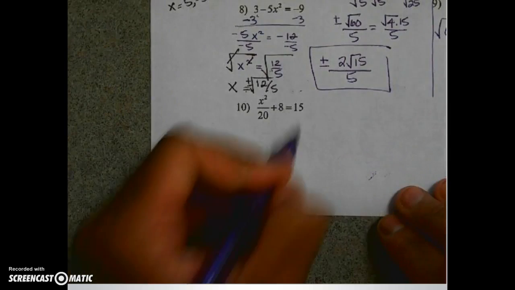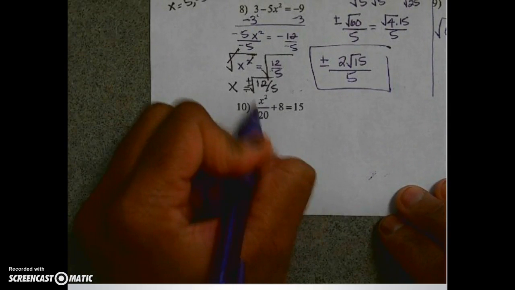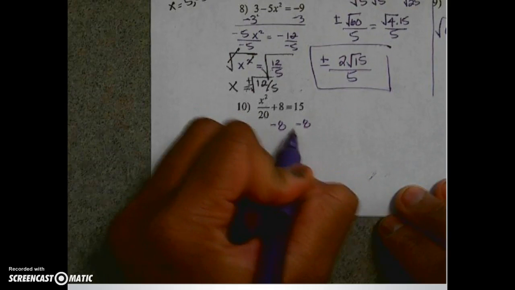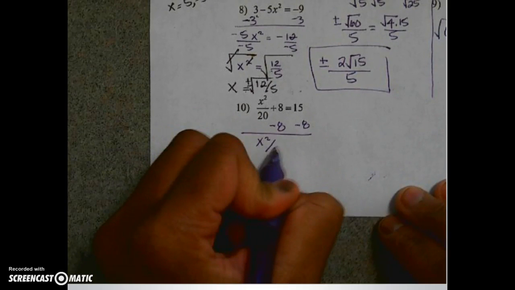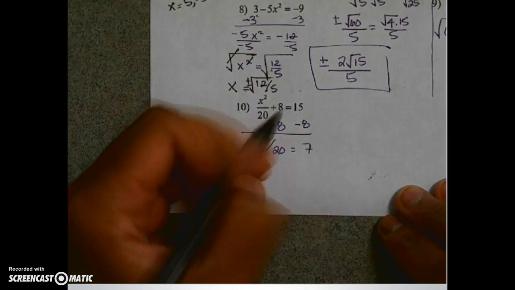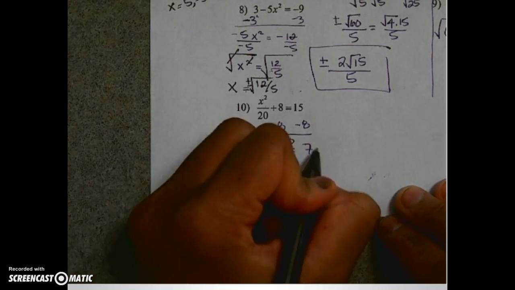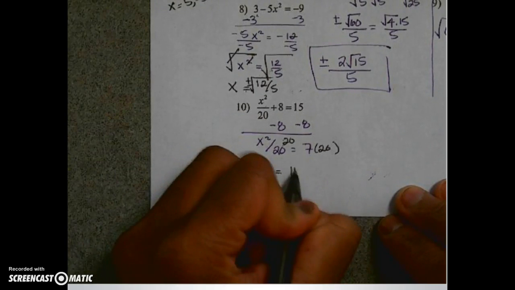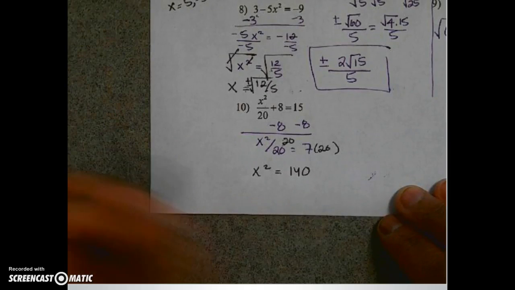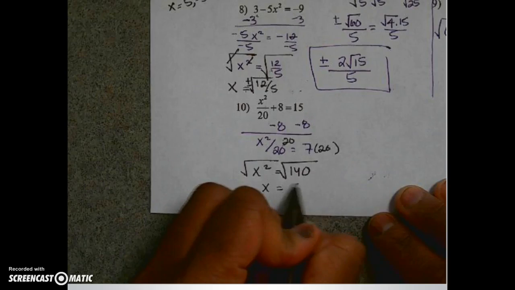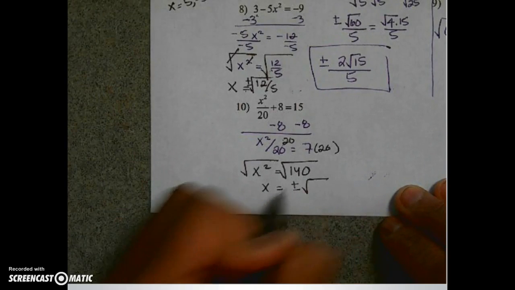Okay, last one. Isolate the x squared first. So I'm going to subtract 8 and subtract 8. I have x squared over 20 is equal to 7. And then I'm going to multiply both sides by 20. And I have x squared is equal to 140. And then from there, I'm going to radical and radical. And I have x is equal to positive and negative radical 140.